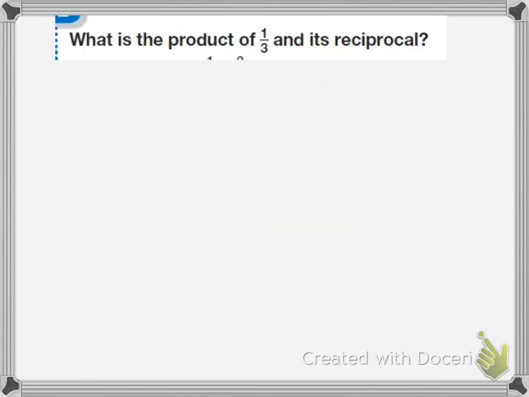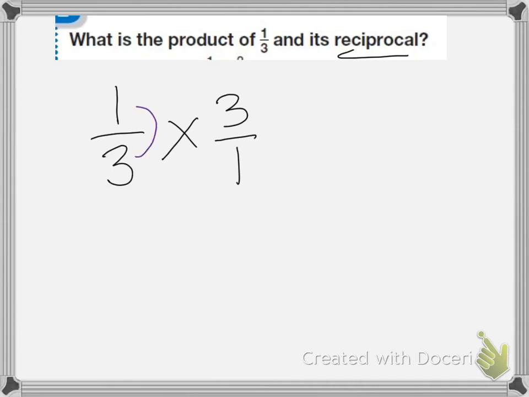This one asks, what is the product of 1/3 and its reciprocal? Remember, product means to multiply. So I need to take my fraction, 1/3, and multiply it by its reciprocal, which is going to be 3 over 1. And I know that because I switched the numerator and denominator. So I'm going to multiply these across. 1 times 3 is 3 over 3 times 1 is 3. 3 over 3 equals 1, because a fraction and its reciprocal always equals 1.